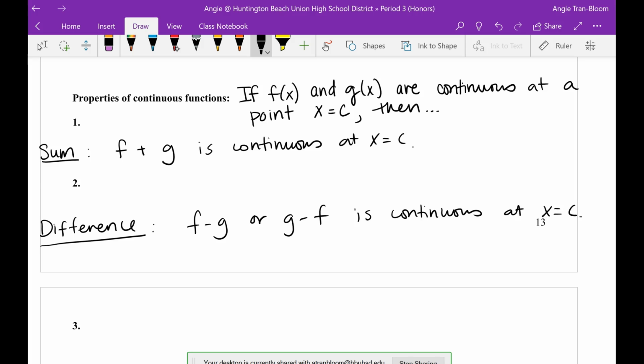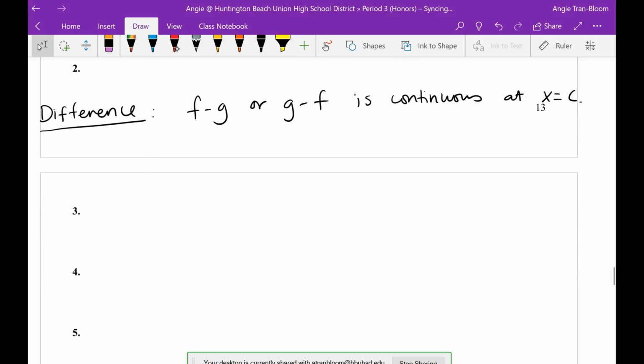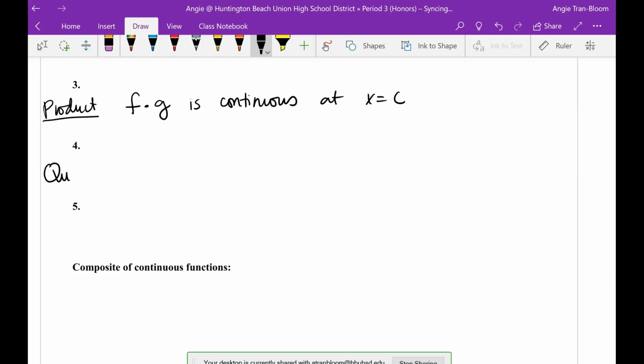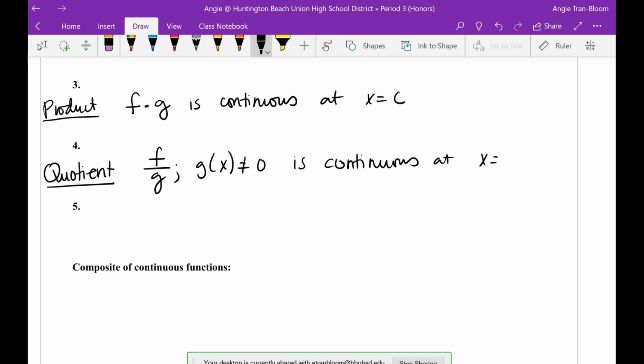I can even multiply and divide, and guess what? It's still going to be continuous. So the product, f times g, is continuous at x equals c. Quotient: f divided by g, given that g can never ever be 0, is continuous at x equals c.